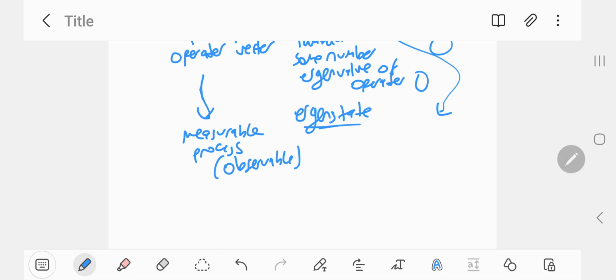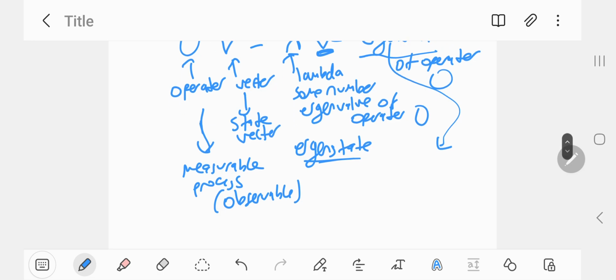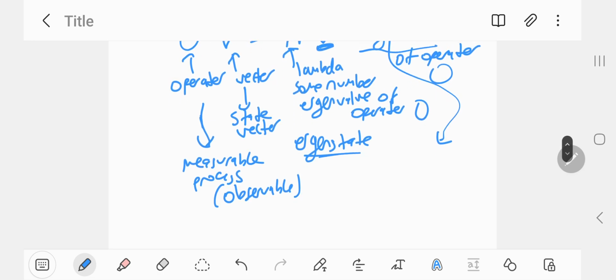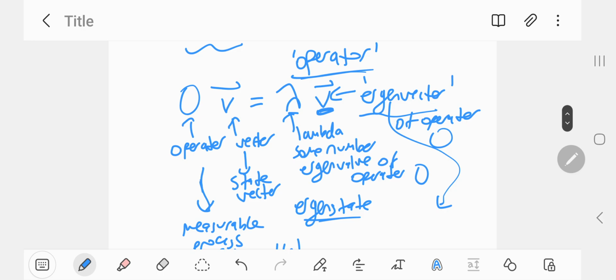An operator is basically a mathematical object that acts on a state vector. In this case, the vector becomes a state vector. So O acts on the state vector v, and the state vector is a vector describing the state of the quantum system. It will change it to some other vector.